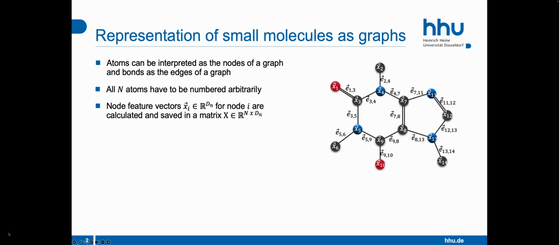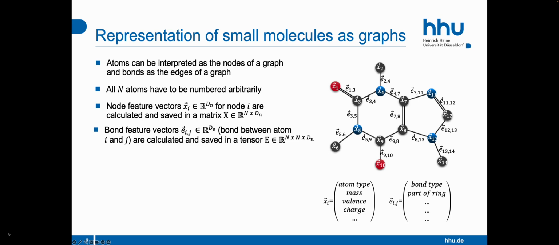We can then calculate features for every atom and for every bond. For example, the features of the atoms can contain information such as the atom type, mass, and charge. Those features are stored in vectors x_i, where i is the number of the atom that we assigned in the previous step. And all of those feature vectors can be stored in a matrix X of dimension n times d_n, where n is the number of atoms and d_n is the dimension of each atom feature vector.